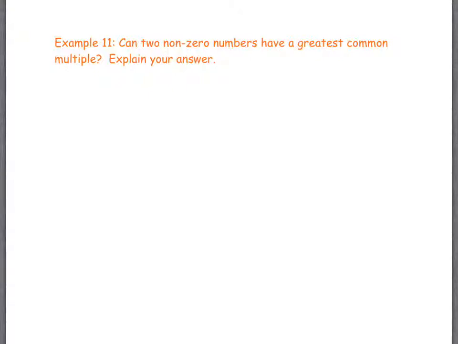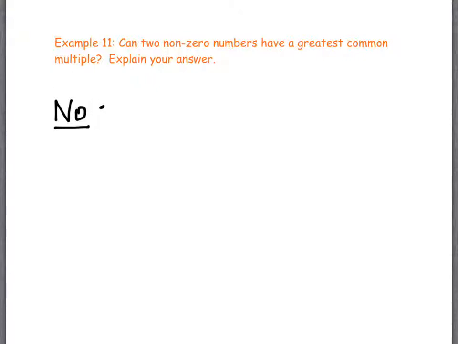The last example, example 11, says, can 2 non-zero numbers have a greatest common multiple? Explain your answer. Good. The answer is no. Okay, so what do you mean by infinite numbers? Okay, so the numbers aren't infinite. What's infinite? The list of multiples, right?